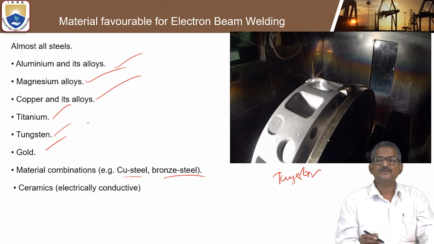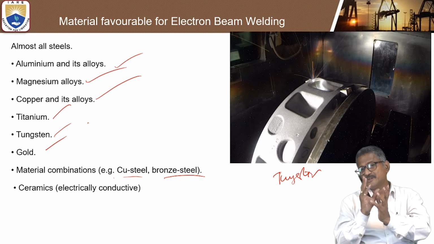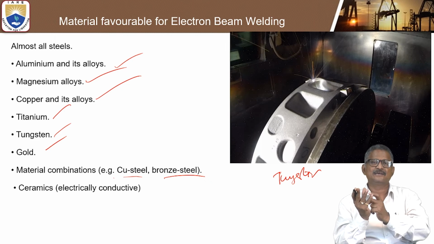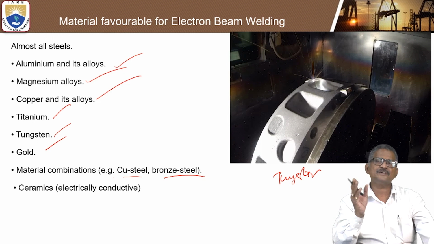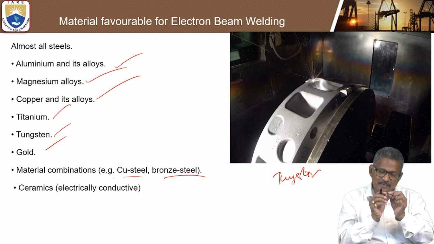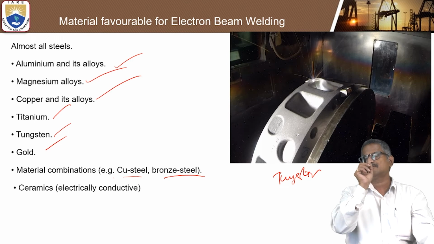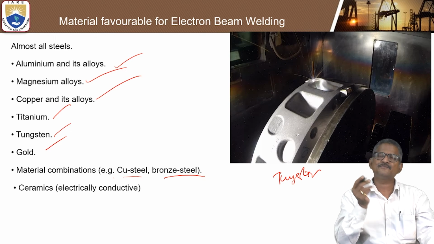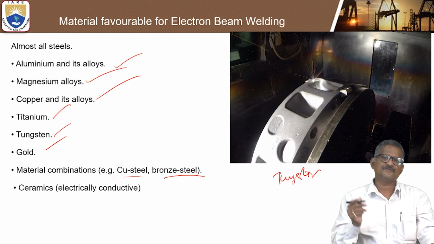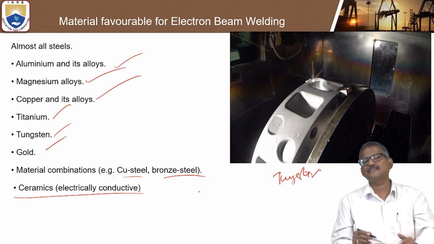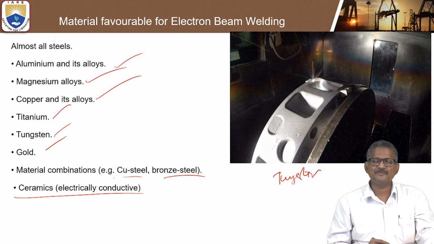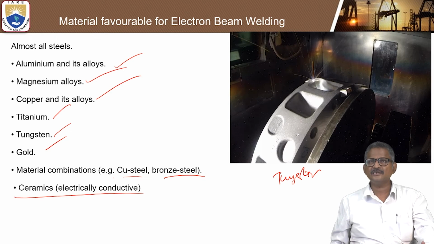Even gold, where you can do different types of ornamental structures, like girls' necklaces and dollars, everything can be done by this electron beam welding. Joining small-sized holes can also be done effectively. And even sometimes ceramics and electrically conductive materials, this EBM technique can be widely used. Okay, now this is about electron beam welding.